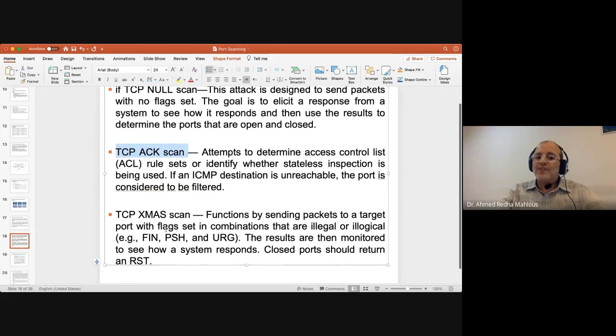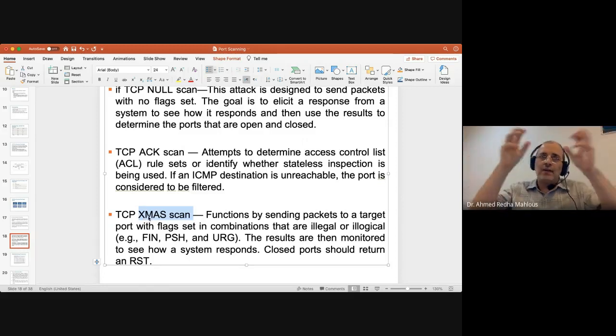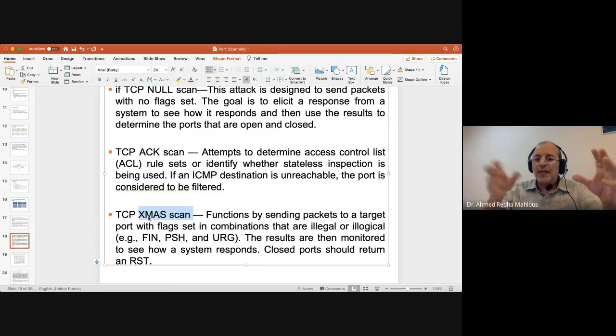The other type of scan is known as a Christmas scan, like a Christmas tree where you have bulbs of light, different colors, different bulbs. The same thing here: you have a combination. For instance, you send a packet with the FIN, PSH (push) and URG (urgent) flags all set to 1, and the others 0. This type of packet is known as a Christmas scan. If the port is closed, you will get an RST.